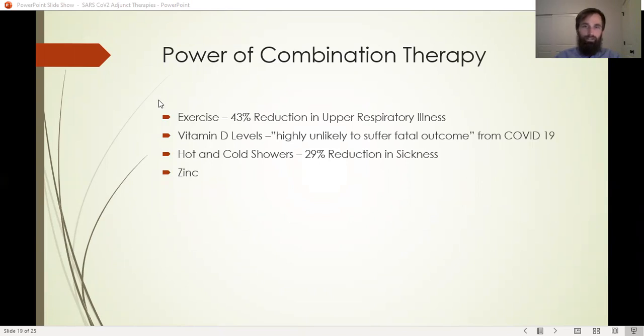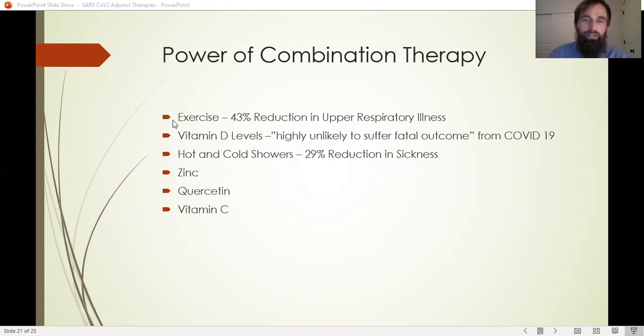Zinc, we didn't even get to look at any studies on zinc. Quercetin. Zinc is what helps kill the virus. Quercetin is what helps get the zinc into the cells to kill the virus. So they kind of work together hand in hand. One dietary source of quercetin is apples. I have to mention apples since we're in Washington State. Vitamin C, very important for the immune system.